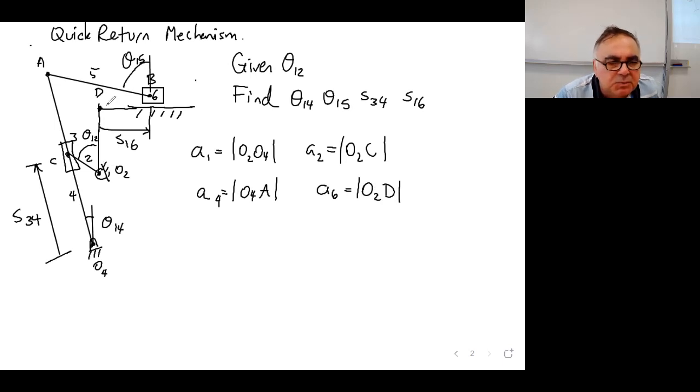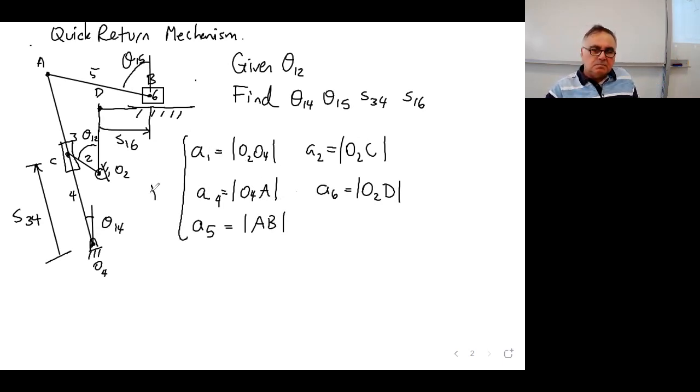So this distance between O2 and D is called A6. There is one more, A5, which is AB, as you can guess. Okay, these are fixed. Point B is an arbitrary point that you fix everything, right? Just for reference. No, it is the perpendicular, well. So it's a reference point.